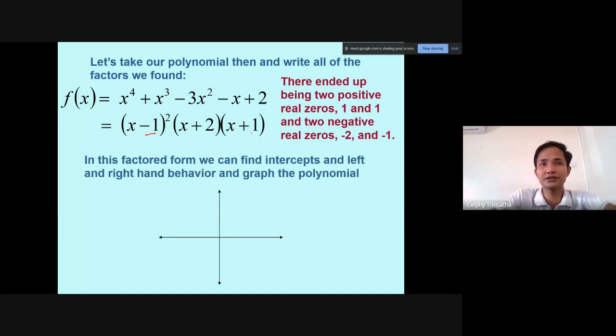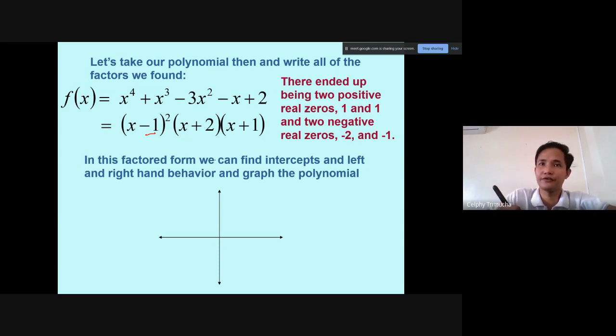So in this factored form, we ended with having duwa ka positive zeros, 1 and 1, duwa ka negative zeros, negative 2 kag negative 1. So insakto man ta by the concept of Descartes' rule of signs. So duwa ka positive nga roots and duwa ka negative nga roots.